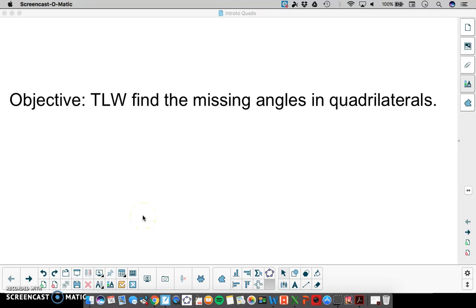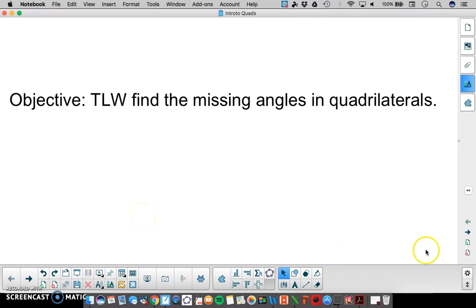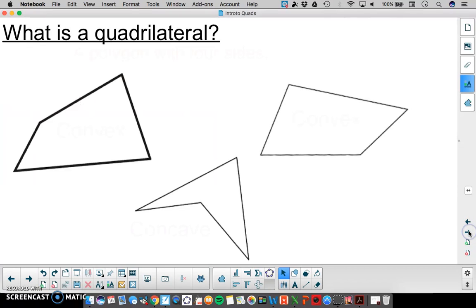In this video, the learner will find the missing angles in quadrilaterals. So what is a quadrilateral? A quadrilateral is a polygon with 4 sides. Each one of these polygons has 4 sides.